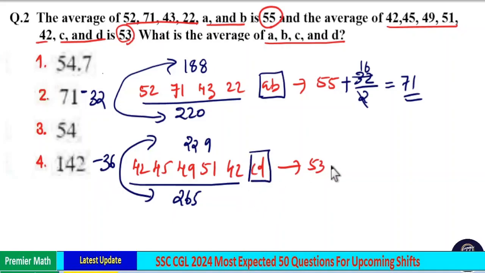That is 53 plus 36 by 2. We should add 36 here. So 2 goes 18 times in 36. 53 plus 18 is equal to 71. Which means average of AB is 71, average of CD is 71. That is, average of ABCD is equal to 71. Option 2 is your answer.